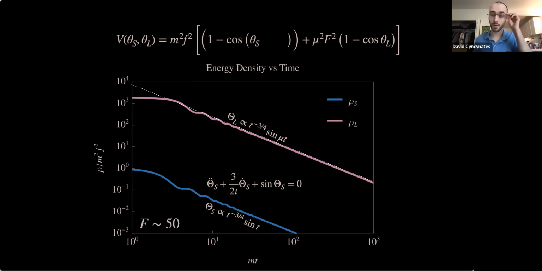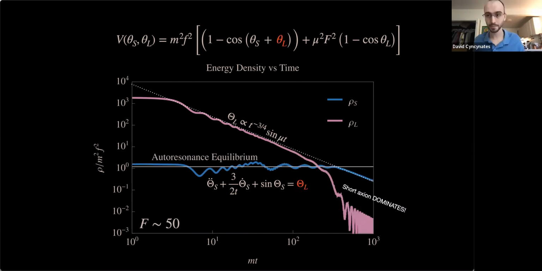Okay. So now what happens when we introduce the long axion to the mixing instanton, going back to our coupled model? Well, importantly, the short axion energy density will change its evolution dramatically, and it will be in response to a very simple change to the short axion equation of motion. So let's see how that happens.